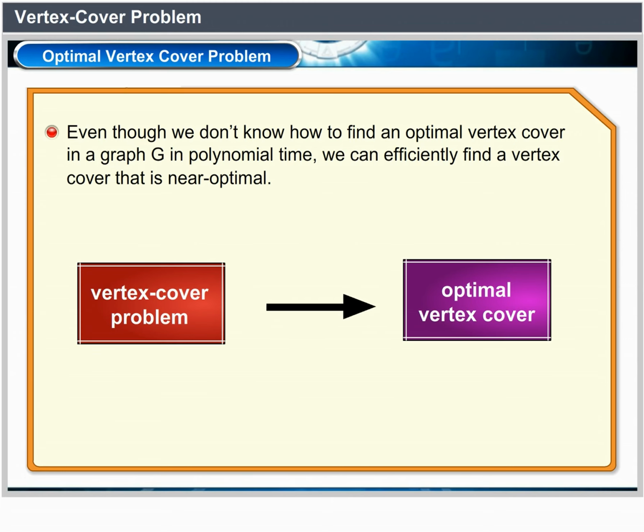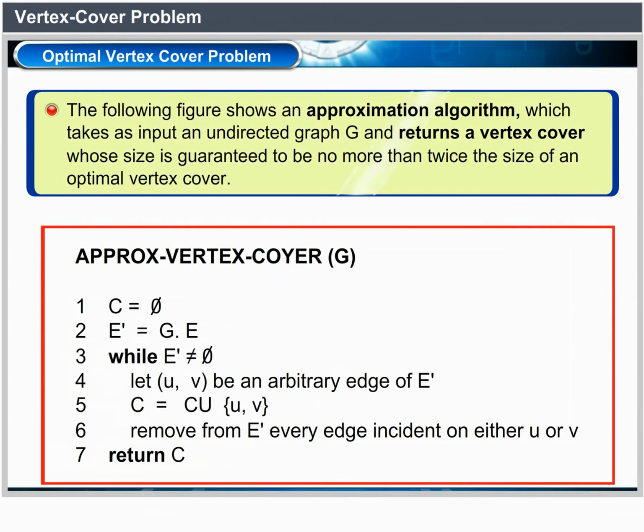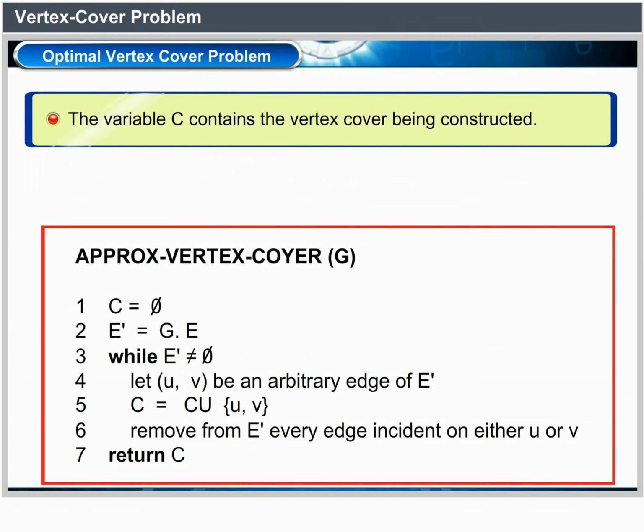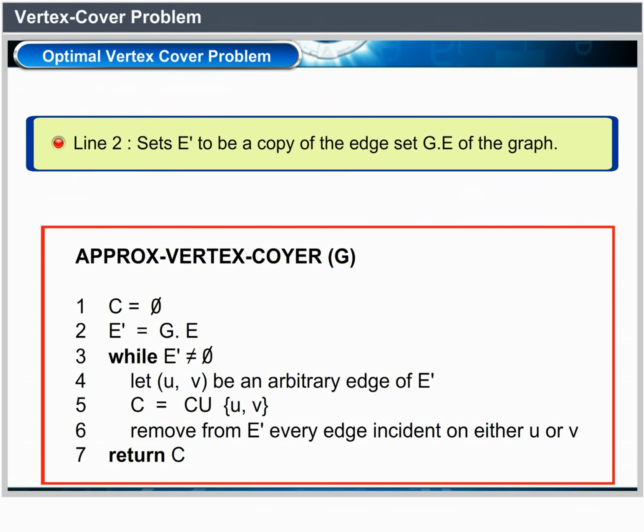The following figure shows an approximation algorithm which takes as input an undirected graph G and returns a vertex cover whose size is guaranteed to be no more than twice the size of an optimal vertex cover. The variable C contains the vertex cover being constructed. Line 1 initializes C to the empty set. Line 2 sets E' to be a copy of the edge set E of the graph G.